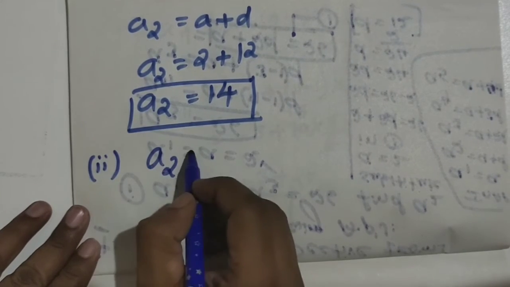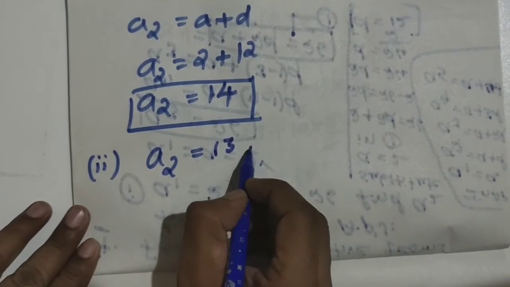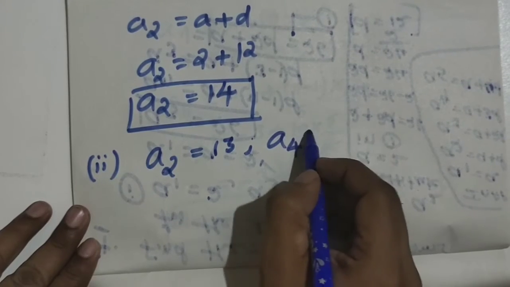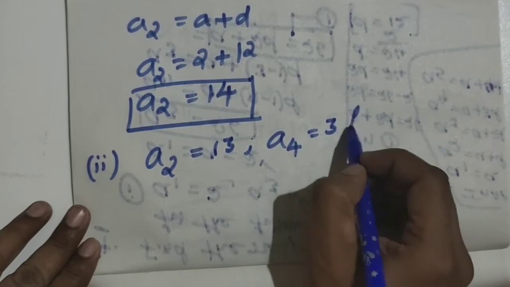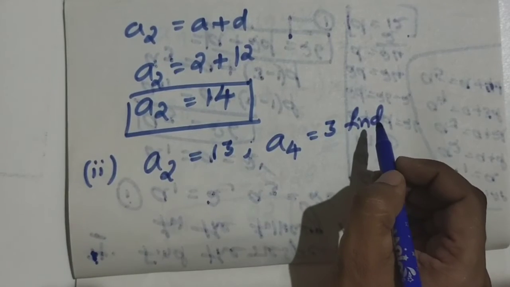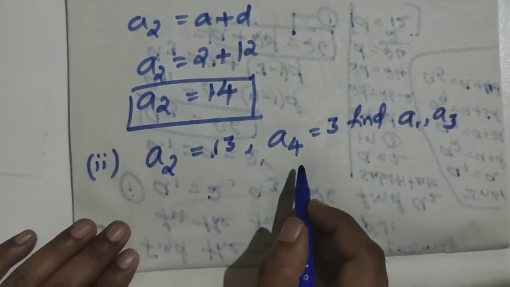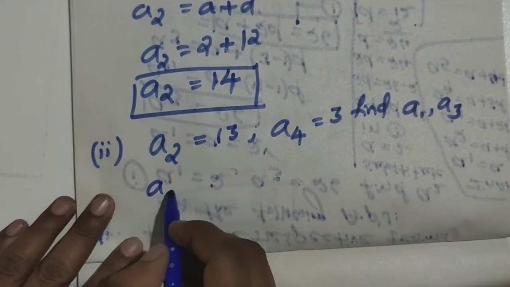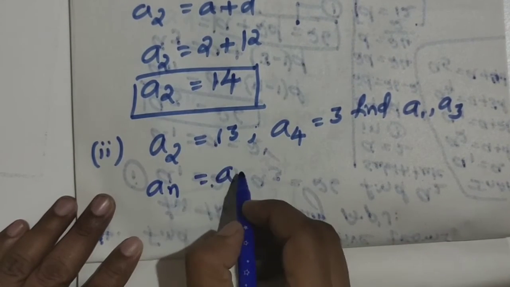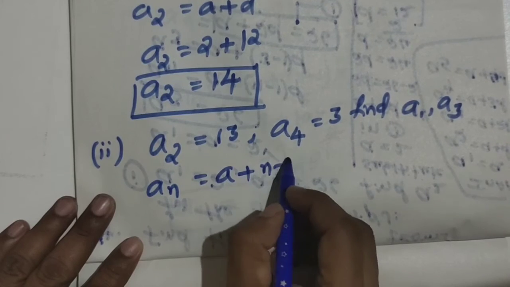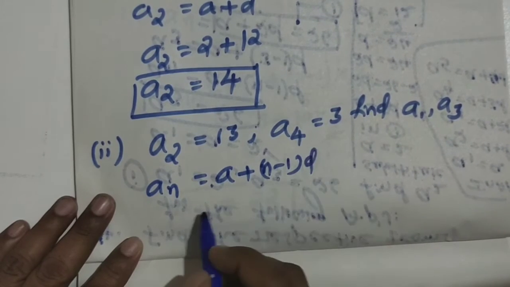Here a2 is equal to 13, a4 is equal to 3. Then find a1, a3. So here again apply the formula of an. What is the formula? An is equal to a plus n minus 1 into d.